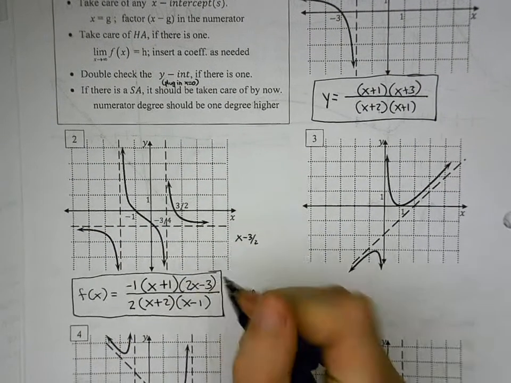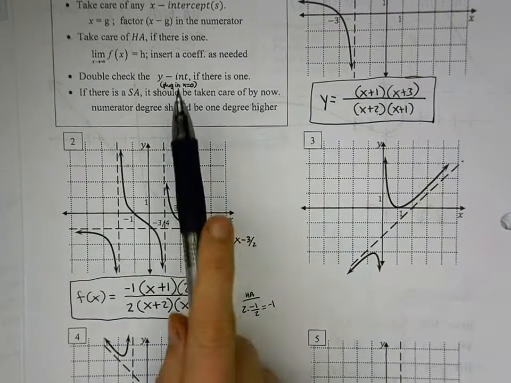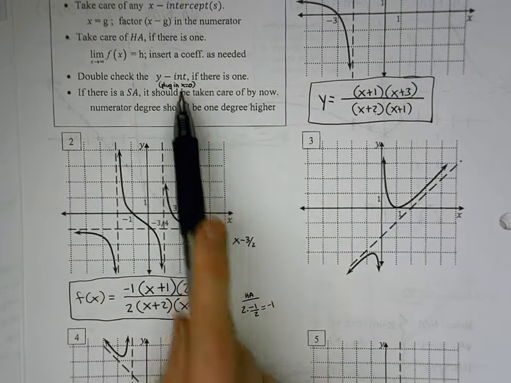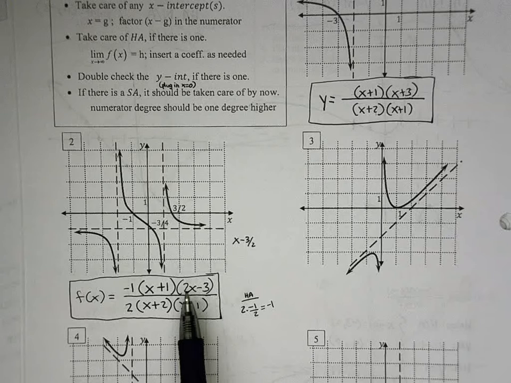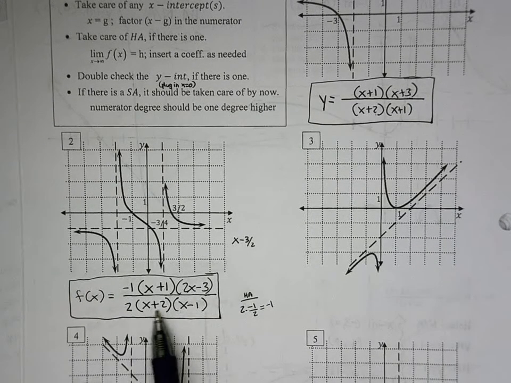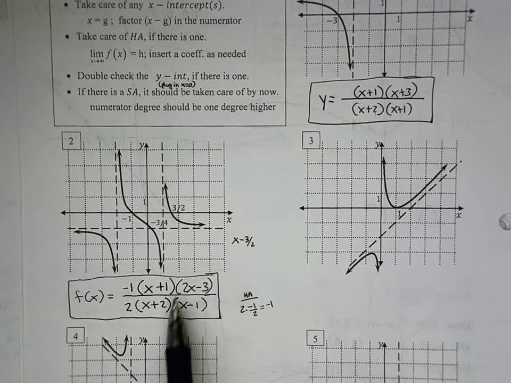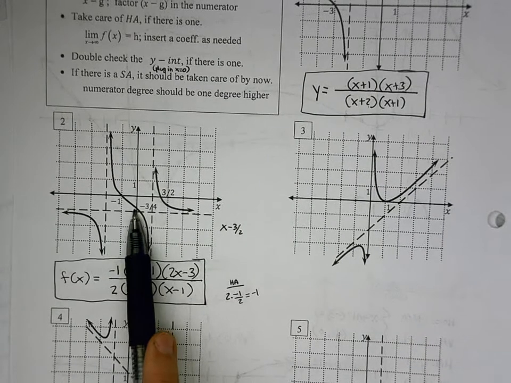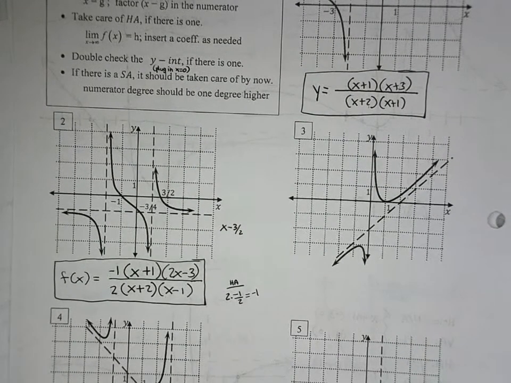Oh, and I almost forgot, checking the y-intercept. Plugging 0 into our x's, we'd have -1 times 1 times -3, which is 3, over 2 times -1, which is -2... 3 over -4 is the -3/4 that I see my y-intercept should be. So I know I'm done.